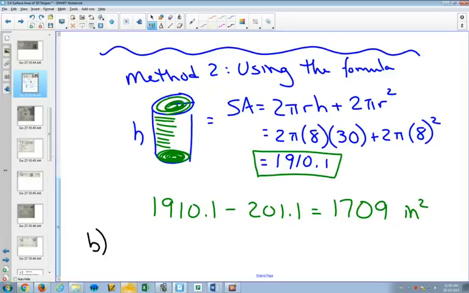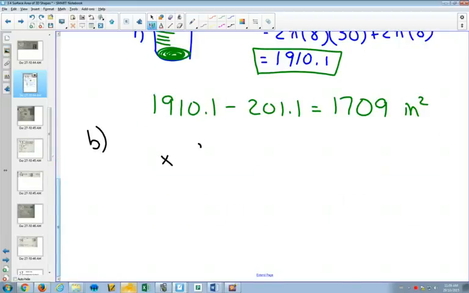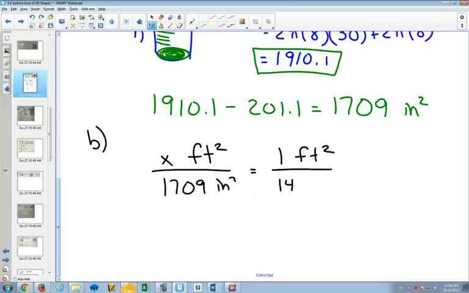So now it's a proportion question like we had before. We want to find out how many feet squared is equal to 1,709 inches squared. We go to our formula sheet, and on our formula sheet it tells us that 1 foot squared is the same as 144 inches squared. So if we multiply both sides by 1,709, we find out that it is 11.87 feet squared.